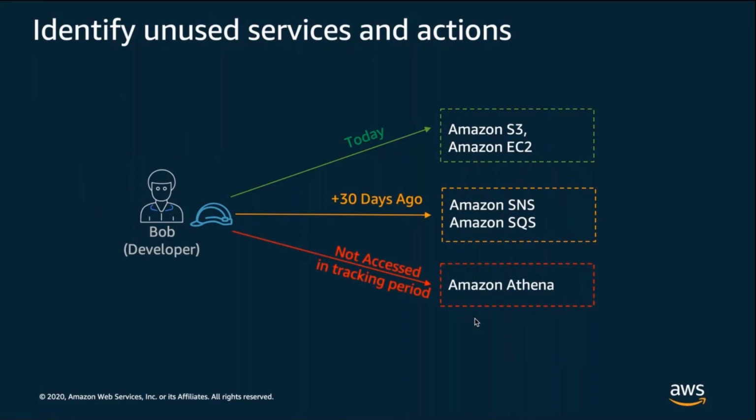So let's walk through an example of how you can recognize unused permissions with service last access information. In this example, I'm responsible for managing access to my company's IAM principals, and I review permissions periodically. Normally, finding out actual activity may be time-consuming, but with service and action last access information, I can see that Bob has recently used an IAM role to access S3, EC2, SQS, and SNS, but has not accessed Athena in the tracking period. This information helps me recognize that I can reduce access to unused services by updating those policies.